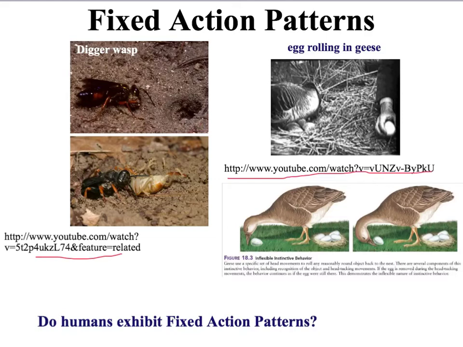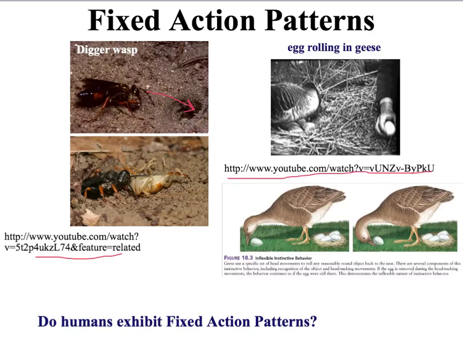So what happens with the digger wasp is they'll paralyze insects when they're hunting, and they'll drop those insects right by the opening of the nest. Then the digger wasp will go into the nest and check out the lay of the land of what's happening inside of the nest.